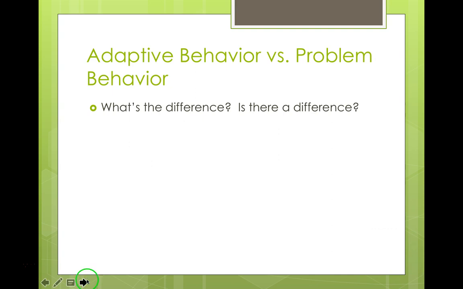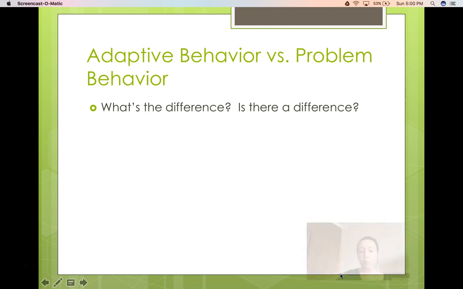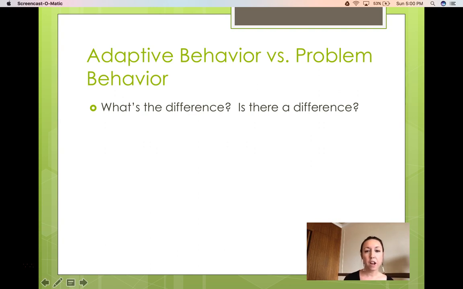All right, and so now I want to talk a little bit about problem behavior versus adaptive behavior. So I want you to take a second, pause if you need to, and think about what's adaptive behavior and what's a problem behavior. The two are interrelated, but they're very different things. So take a second, pause if you need to, but think about, now what do I think an adaptive behavior is and what's a problem behavior? And what are the similarities and what are the differences?